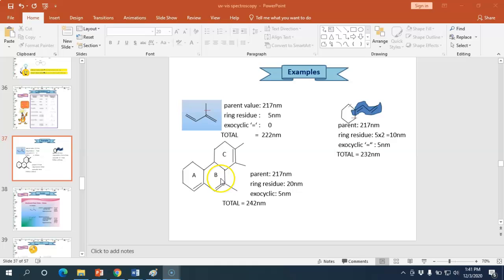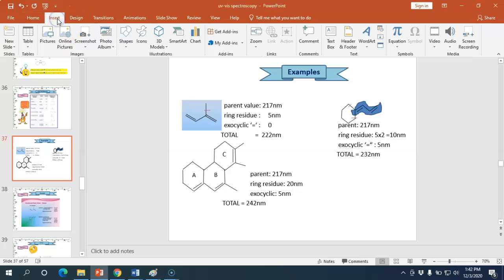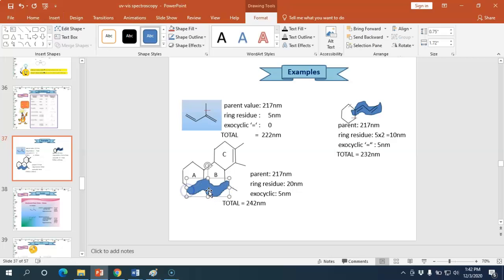Okay, this one is for third example. Okay, let us determine the parent value first. Is there any homoannular? Remember, homoannular is the double bond or two double bond present in the same ring. So there is no two double bond present in the same ring, but there is two double bond present in the outside ring. So as usual, you must draw the loop first for the parent value. Okay, you must carefully draw the loop. If you draw a wrong loop, you will get a wrong value for ring residue. Okay, this one is the loop.